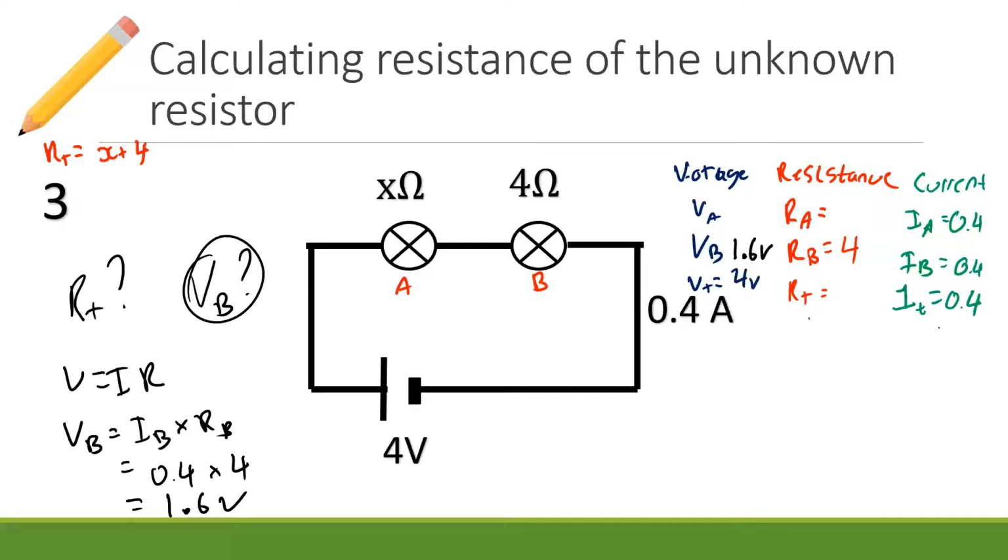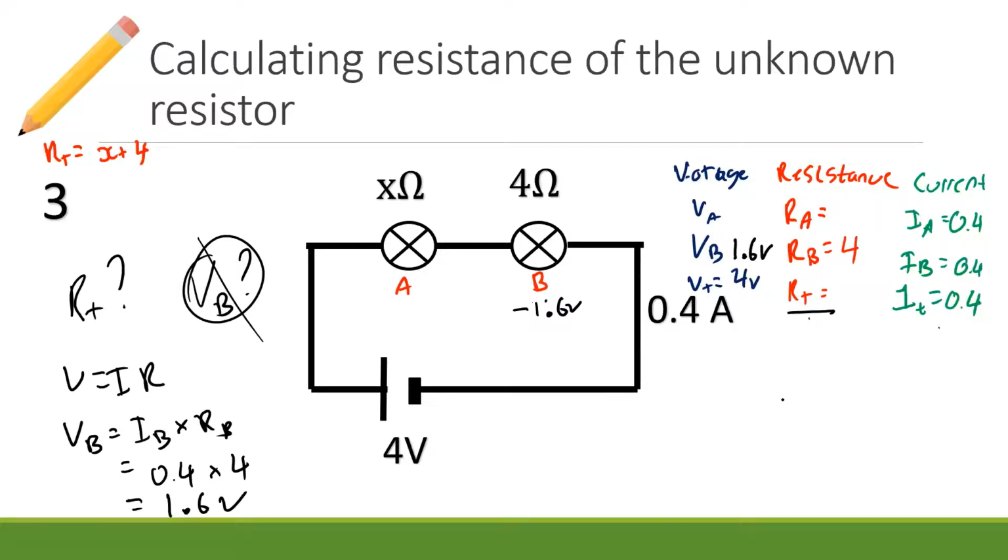Now, if we know that VB is 1.6 volts, we now have a new choice. We can work out RT, or we can work out VA. Both of those are pretty easy to work out. Because Julia asked for it, we might as well do RT.